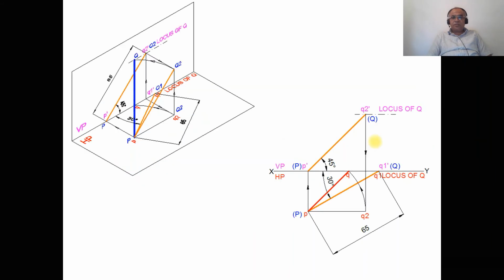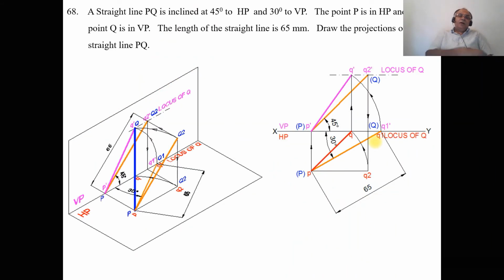Now we are going to try to solve this problem by using the sketchbook. So first, to draw that, we take the XY line and mark VP and HP. Consider any point on the XY line in the top view and mark this point as Q1. From Q1, you measure an angle of 30 degrees using the protractor.